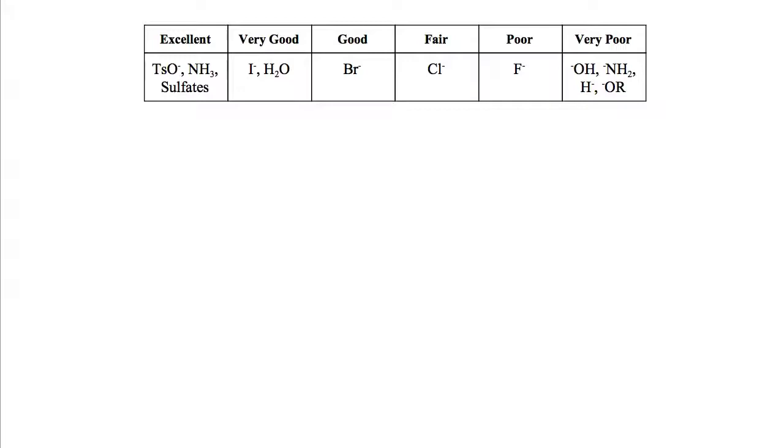All right, so for starters, we have the excellent region, and this includes TsO-, which is a tosylate, NH3, and sulfates. So these, in particular, the NH3 is going to be a very stable neutral leaving group. We get ammonia in solution. You can see water is right next to it in the very good situation. All right, but what is so special about tosylates and sulfates, and what are we even talking about when we say this? Because teachers will usually abbreviate this, and students get confused, and they just kind of identify with the halides, the Br, the Cl, because we all know what those are.